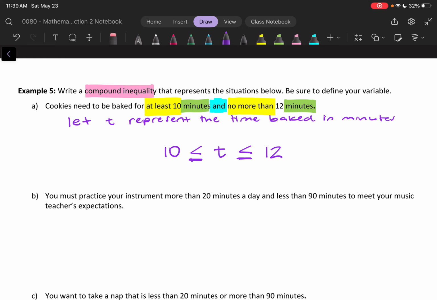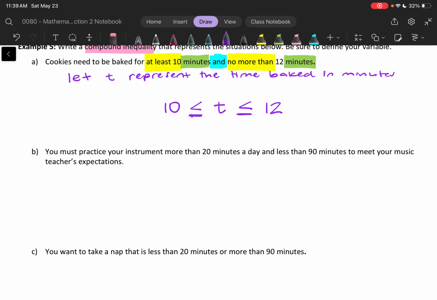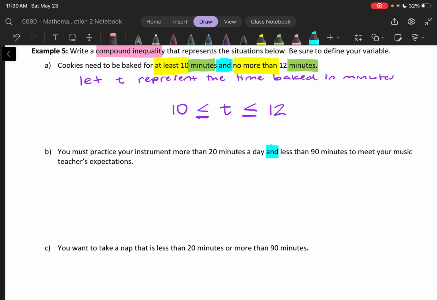And that is my complex inequality. That's all I'm going to do with it. I'm going to write it out. I'm going to call it a day. The next one. You must practice your instrument more than 20 minutes a day and less than 90 minutes to meet your music teacher's expectations.